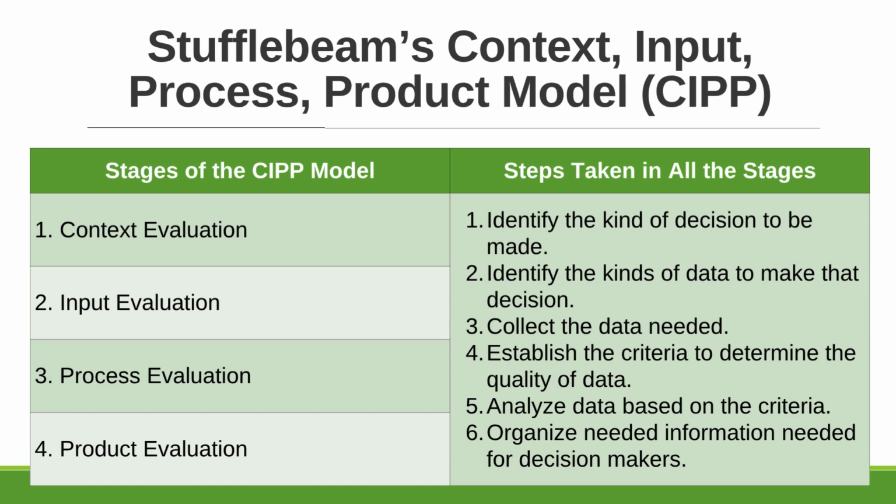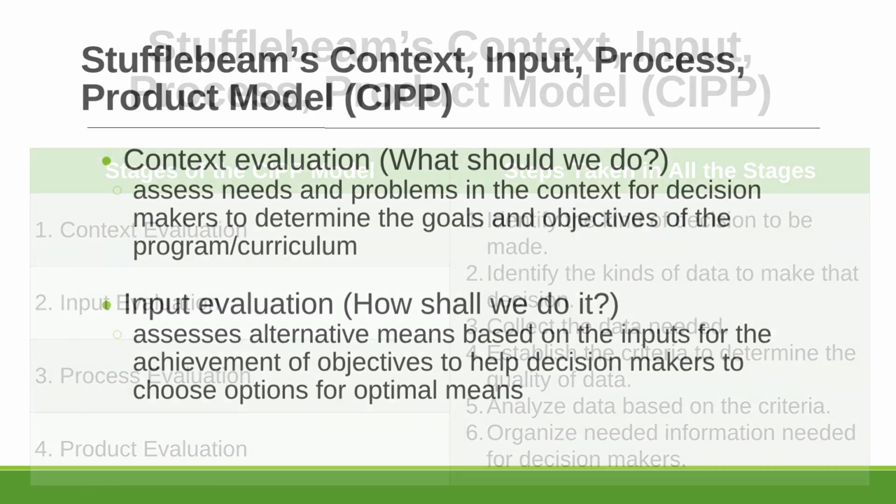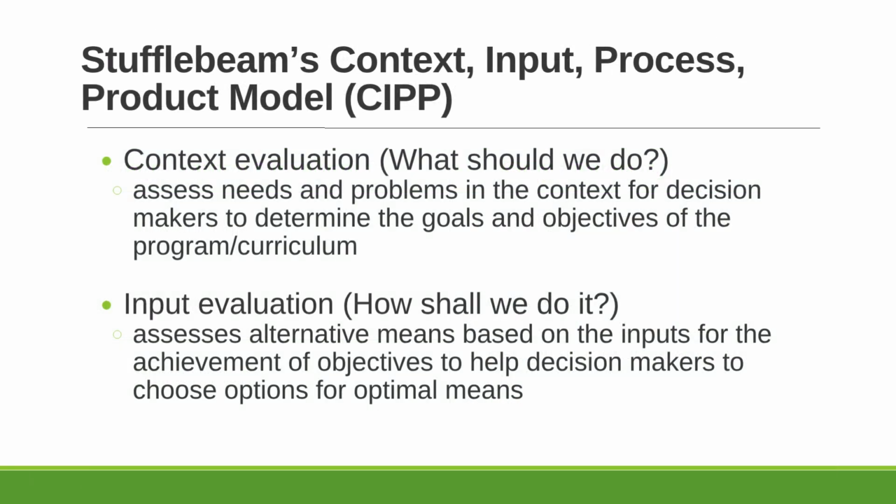Steps taken in all the stages. 1. Identify the kind of decision to be made. 2. Identify the kinds of data needed to make that decision. 3. Collect the data. 4. Establish the criteria to determine the quality of the data. 5. Analyze the data based on the criteria. 6. Organize needed information for decision makers. Let's look more closely at each stage with examples.